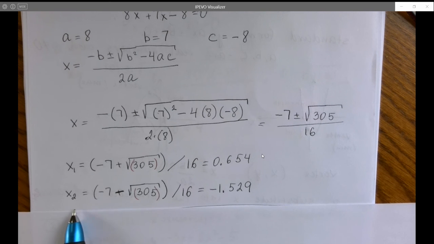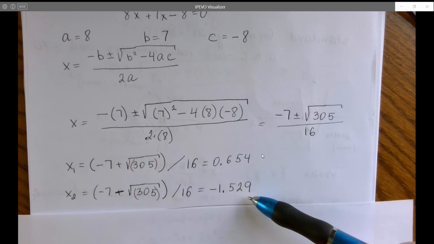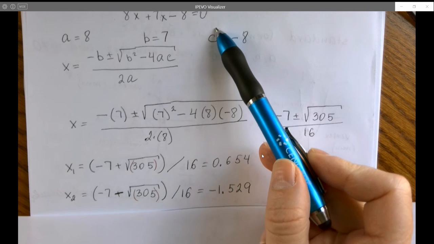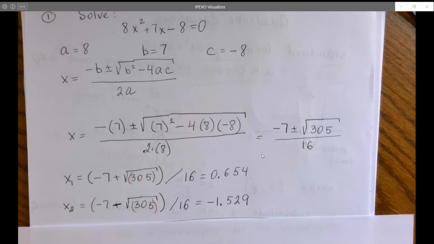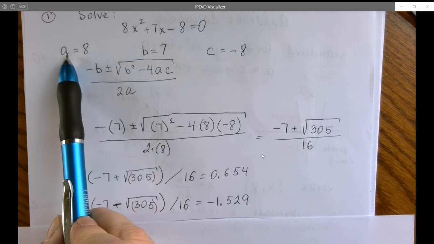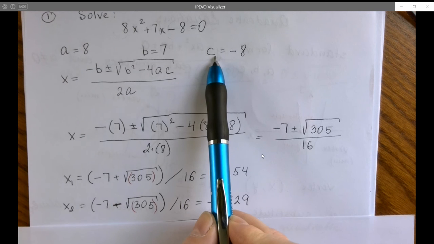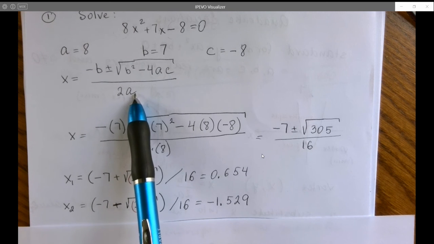And the second solution, you will type: open the parentheses, negative 7 minus square root of 305, close the parentheses, divide by 16, and the answer is negative 1.529. So we found two solutions to this quadratic equation. In order to eliminate mistakes, you should write down a, b, and c, and you have to memorize the quadratic formula.